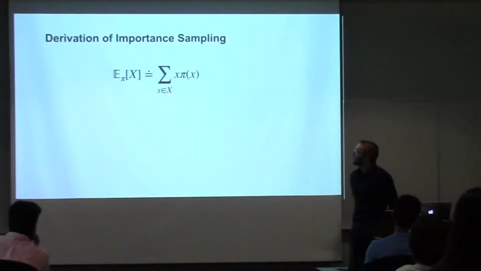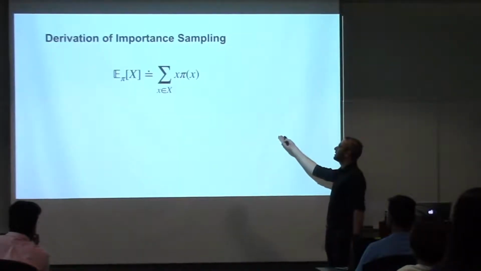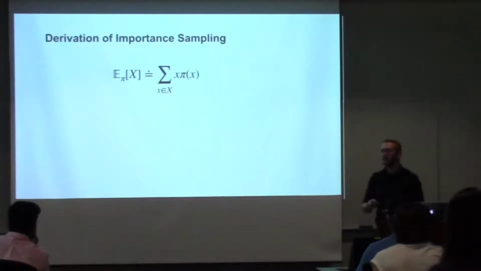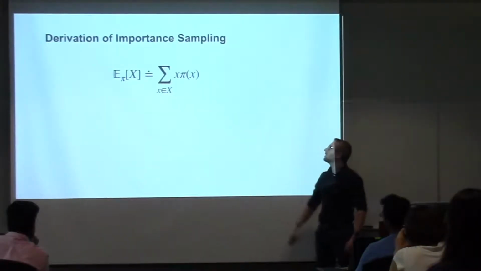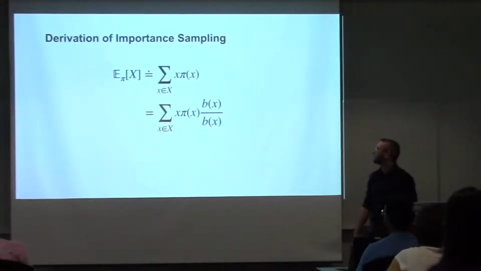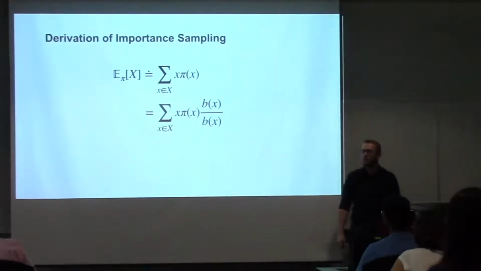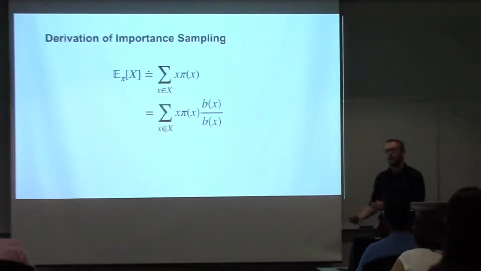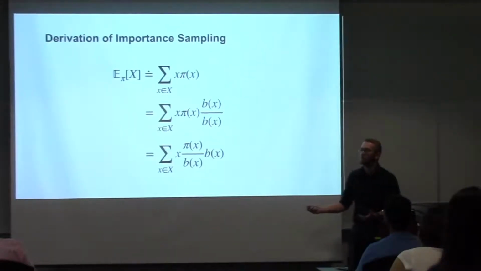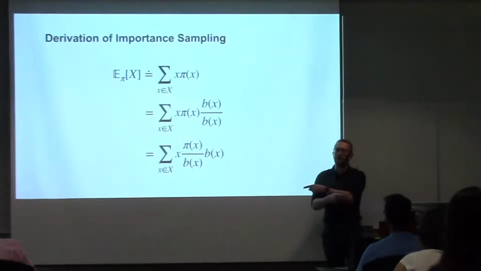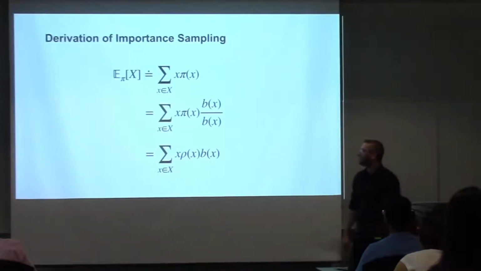To do that, first I write out the definition of an expectation, quite simple. For each of the samples I receive, I multiply the value of that sample times the probability of observing that sample under pi, because this is an expectation over pi. And I multiply it by 1, where 1 here is B, the probability of observing the sample x according to B, divided by the same thing. So I haven't done anything interesting yet. I take the numerator, swap it out, still nothing interesting, but this is the importance sampling ratio, and we're going to call it rho.